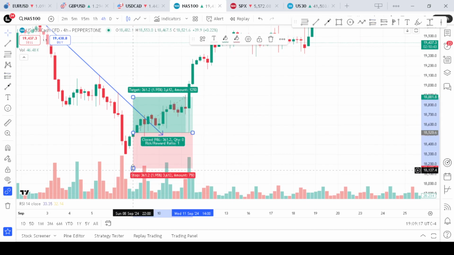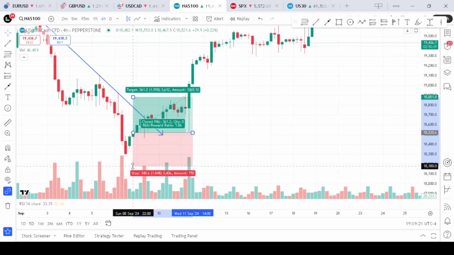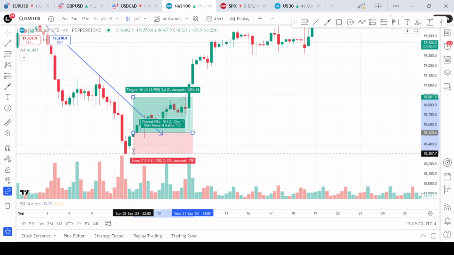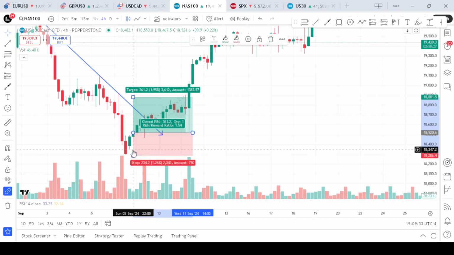We will enter the trade and we would put our stop loss. Let's not forget, place our stop loss just below the low of the fourth candle. That's the lowest point in the market, because if price gets to this level, it invalidates the setup.